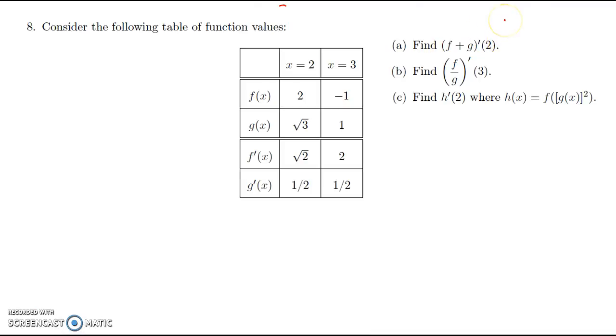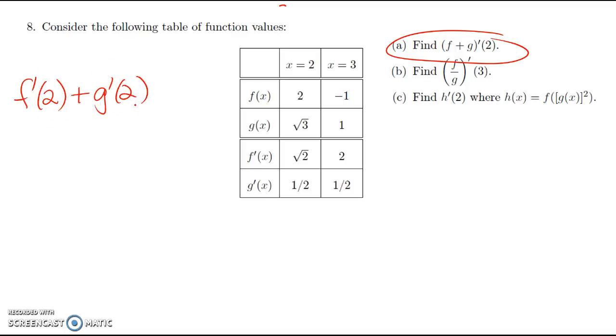So A, when it is written like this, it's saying add together f prime of 2 plus g prime of 2. Well, they give us f prime of 2 is square root of 2. g prime of 2 is 1/2. So that's the answer to A.